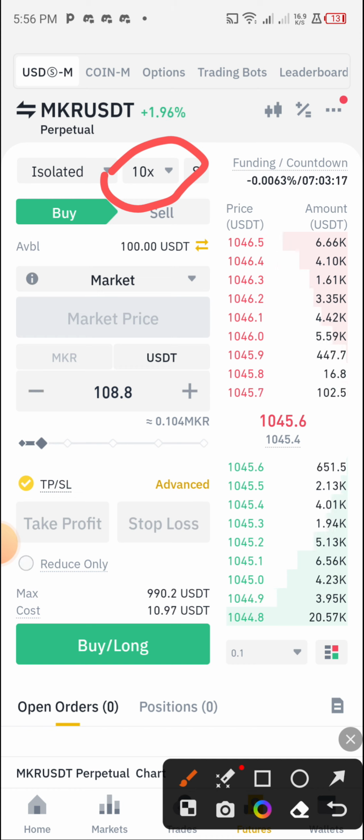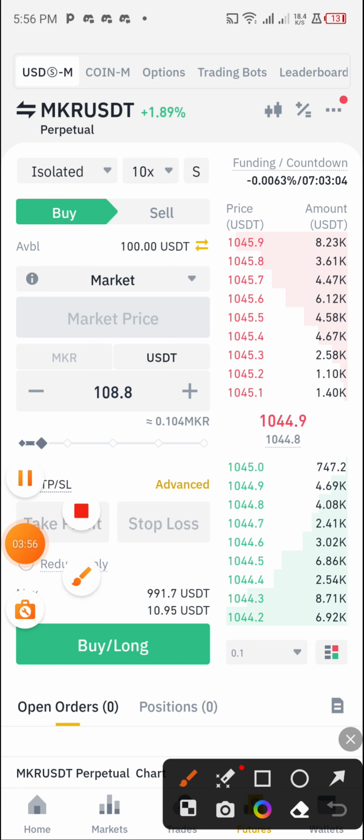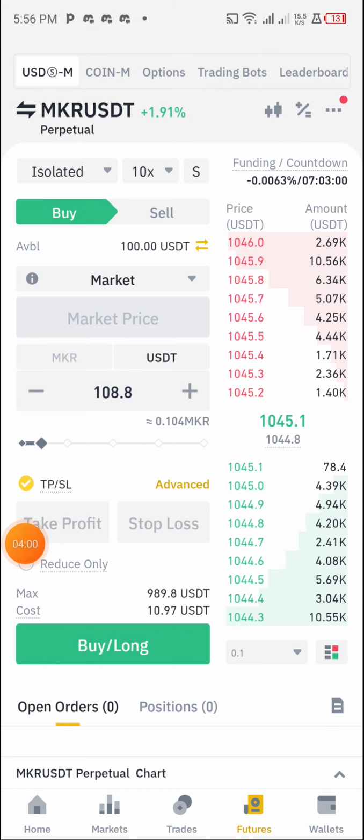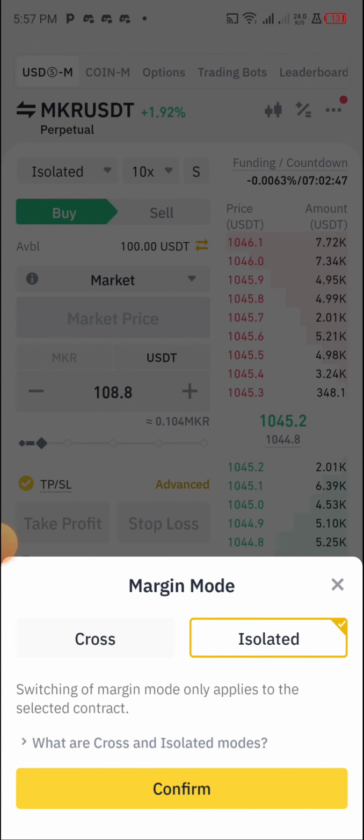Now, there are two kinds of margin. The next thing we want to talk about is the margin. Margin is how much you have. This is your margin right here, $100. Now, there are two types of margin. We have the isolated and, of course, we have the cross margin.